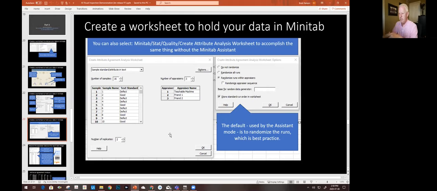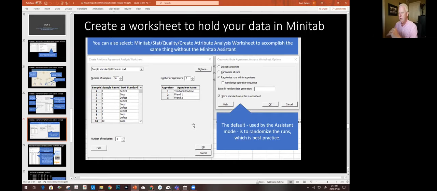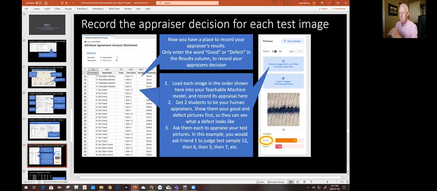Another way to get to the same spreadsheet, I wanted to be thorough, not everybody likes to use the assistant, is if you go to Minitab, Stat, Quality, Create Attribute Analysis Worksheet. It should be effectively the same place, but some of the input screens are a little bit different. So it allows you to randomize or not. You can choose not to randomize. So this is your choice on what method you want to follow, gets you to the same place. And it creates basically a spreadsheet in Minitab where you can key in your results.